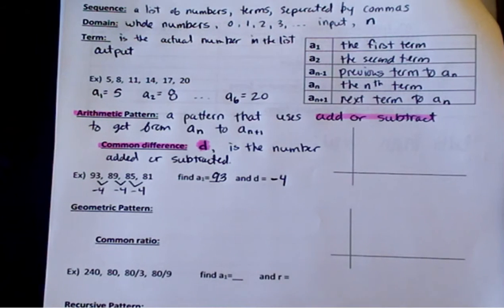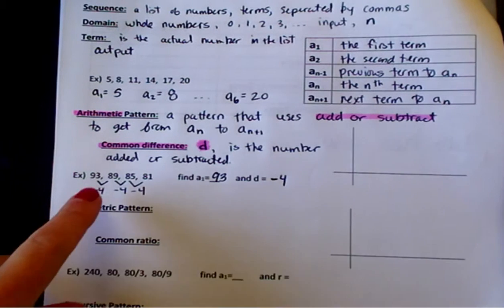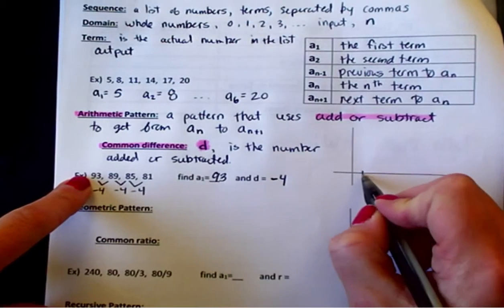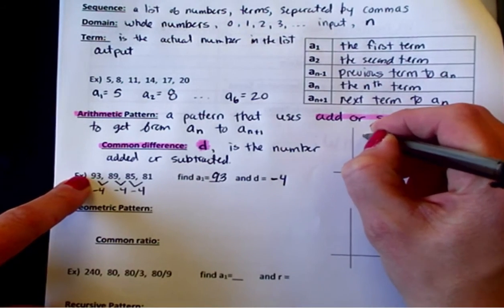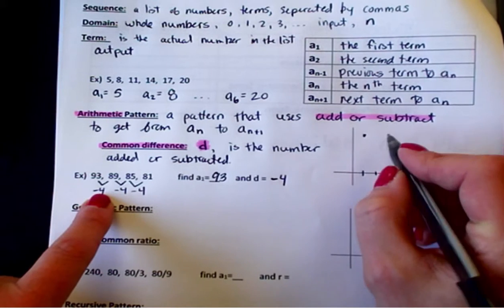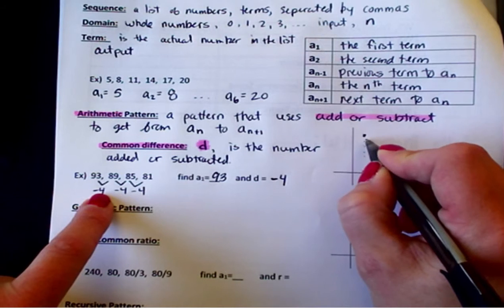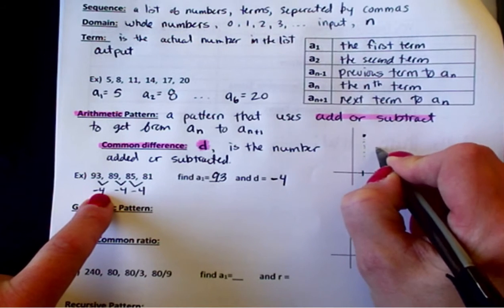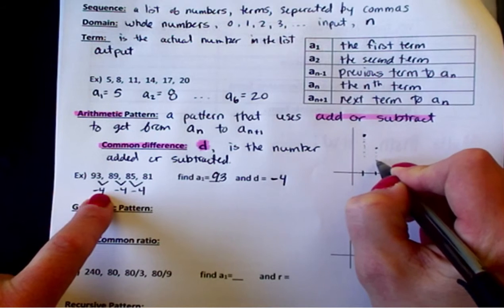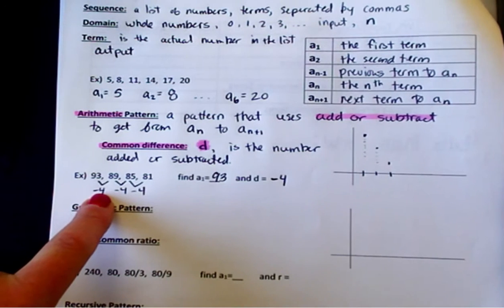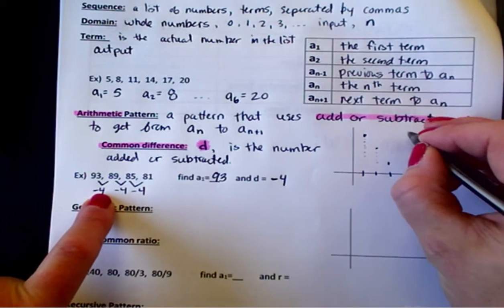I'm going to write a formula here. Can anyone tell me how to find the common difference? Question? Is the graph going to be linear? Yes. The graph is going to be linear. So I'm going to just sketch these points here. The first term is 93. The second term, 1, 2, 3, 4, over 1. It's linear. You're going down by 4 every time.